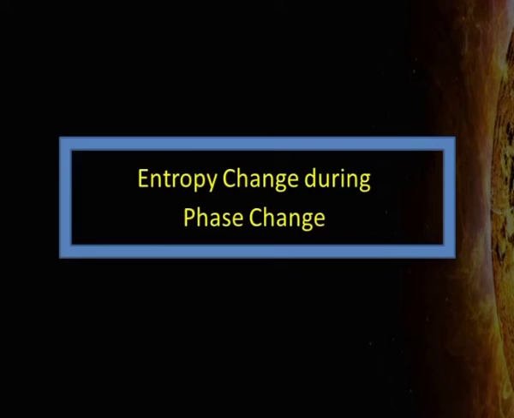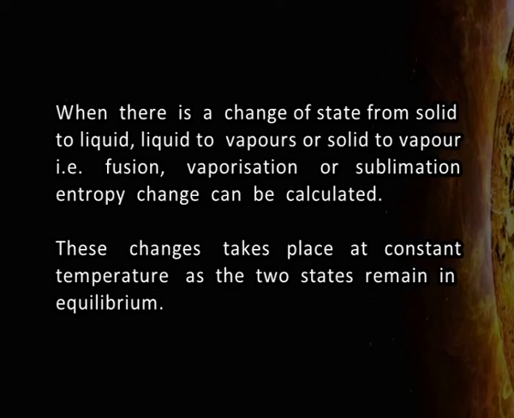Now we are going to discuss entropy change during phase change. When there is a change of state from solid to liquid, liquid to vapor or solid to vapor, that is fusion, vaporization or sublimation, the entropy change can be calculated. These changes take place at constant temperature as the two states remain in equilibrium. Let us discuss entropy of fusion.